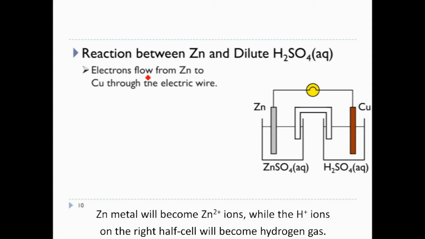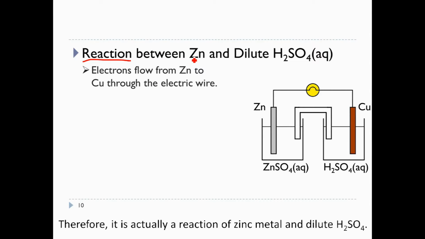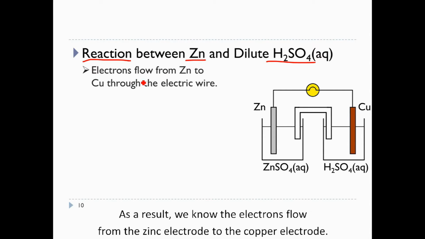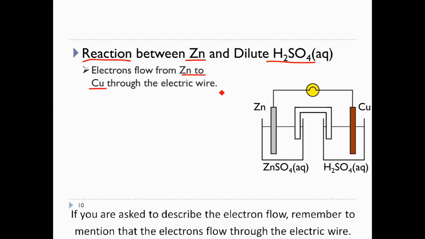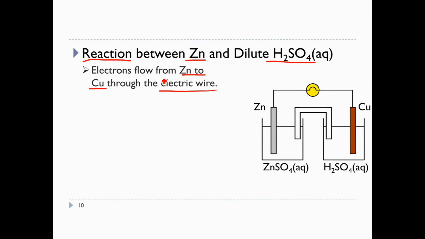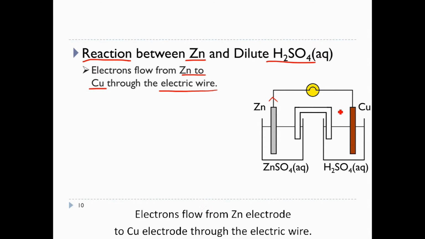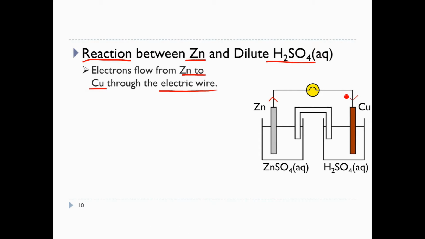Zn metal will become Zn2+ ions, while the H+ ions on the right half cell will become hydrogen gas. Therefore, it is actually a reaction of zinc metal and dilute H2SO4. As a result, we know the electrons flow from the zinc electrode to the copper electrode. If you are asked to describe the electron flow, remember to mention that the electrons flow through the electric wire. Electrons flow from Zn electrode to Cu electrode through the electric wire.